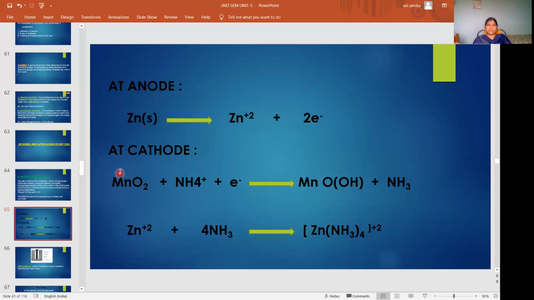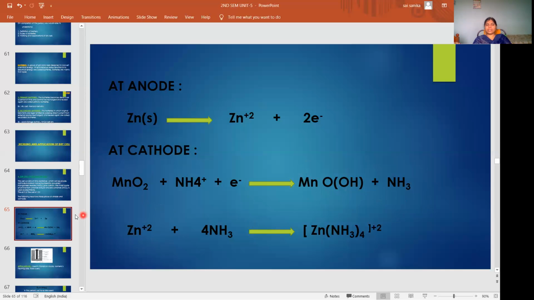So that is reduction, Mn plus 4 to plus 3, it is converting. So here what is happening? Ammonia gas is releasing. So this gas is explosive. So what will it do? It will combine with Zn plus 2.